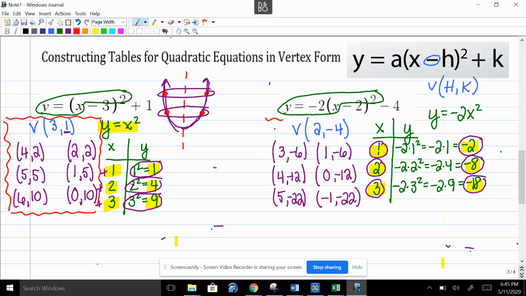Okay, so I got myself a nice table of values there for that quadratic equation. Okay, the good thing is, guys, when you make your little charts for your parent function, your x coordinates for these are going to be 1, 2, and 3, and 1, 2, and 3. So that makes it easy when you're finding your other ordered pairs.